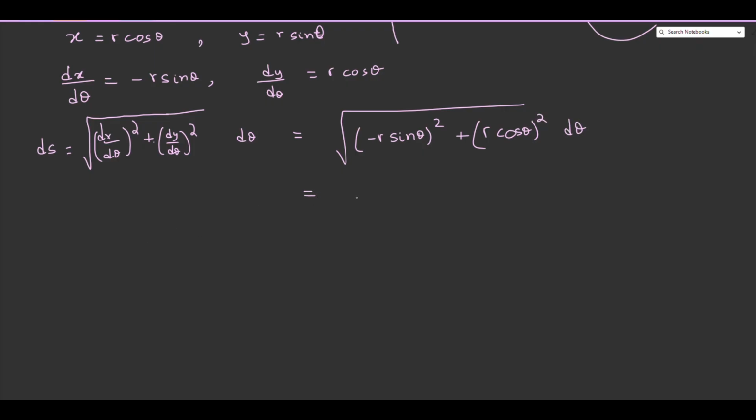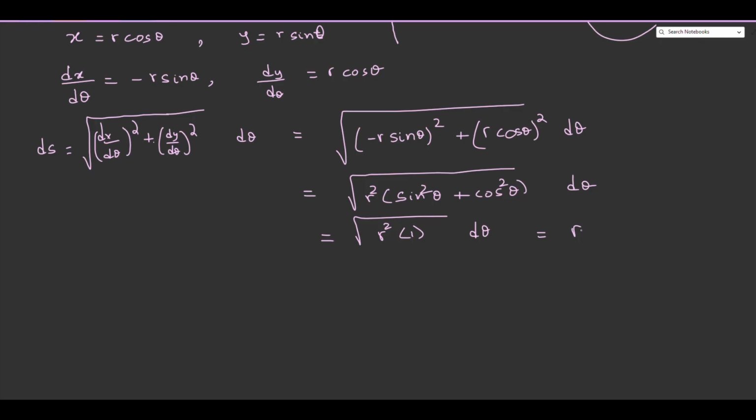After simplifying, you can write r squared outside; inside it becomes sine squared theta plus cosine squared theta. This is again a trigonometric identity, and its value is equal to 1. So it becomes the square root of r squared multiplied by 1, d theta, and after simplification you will get r d theta.